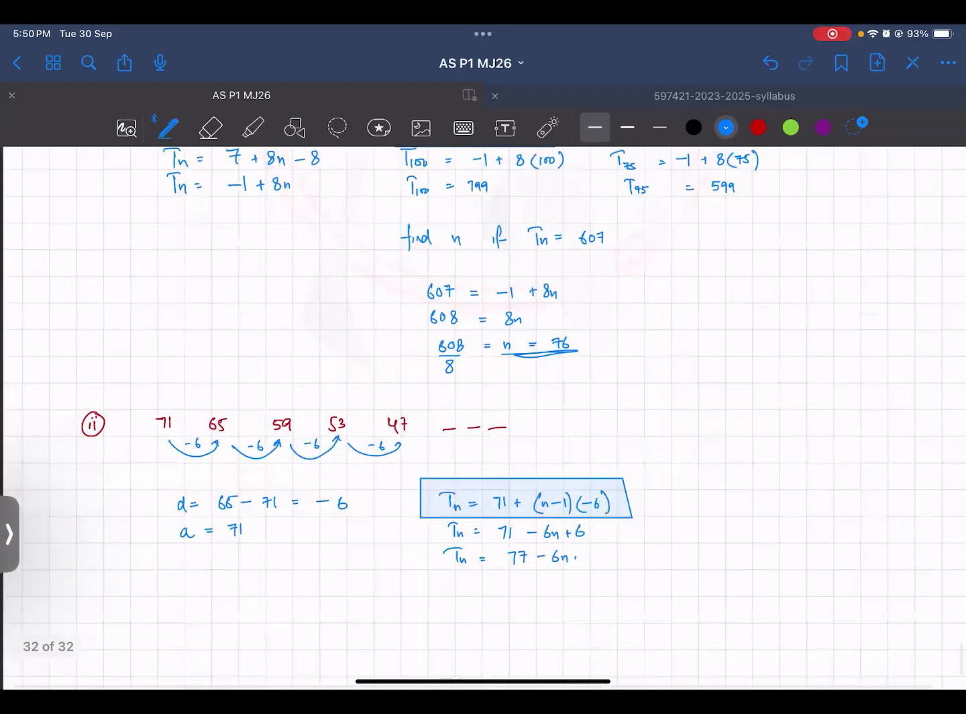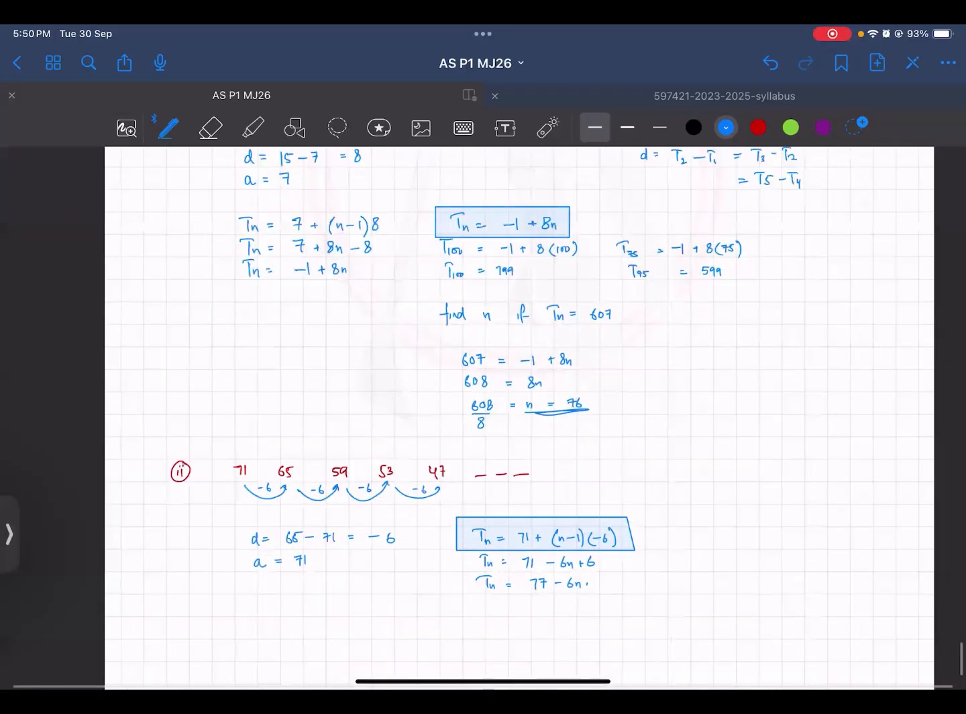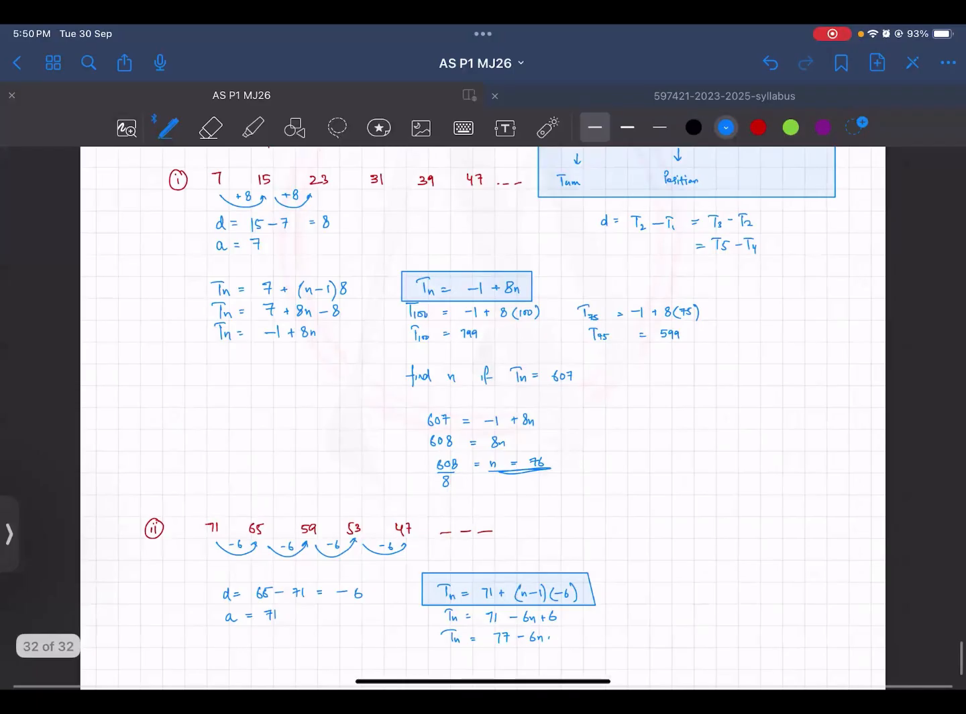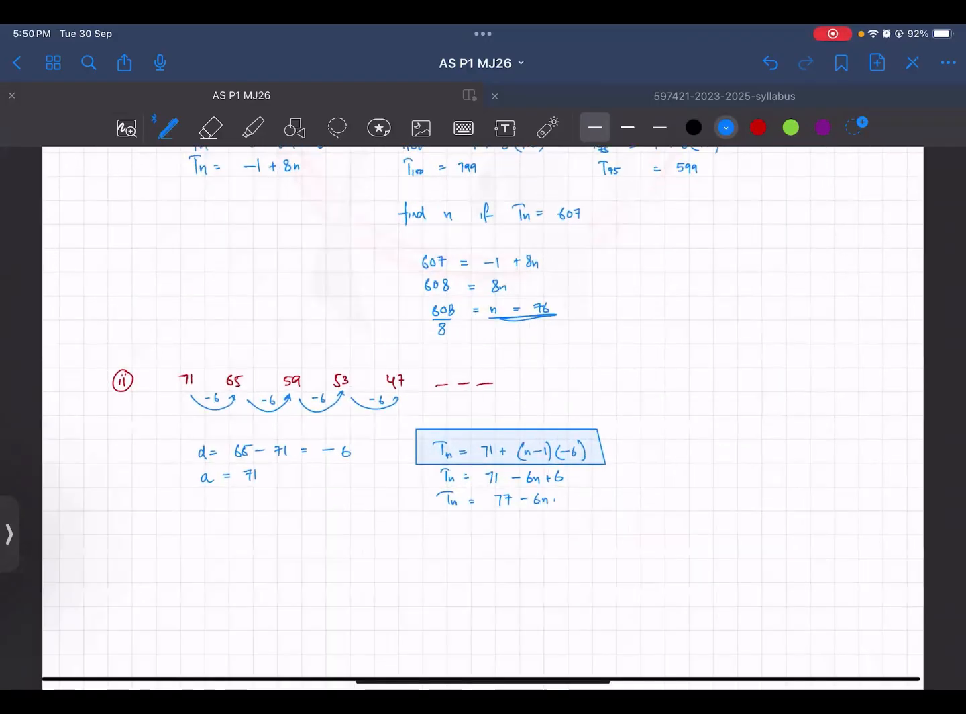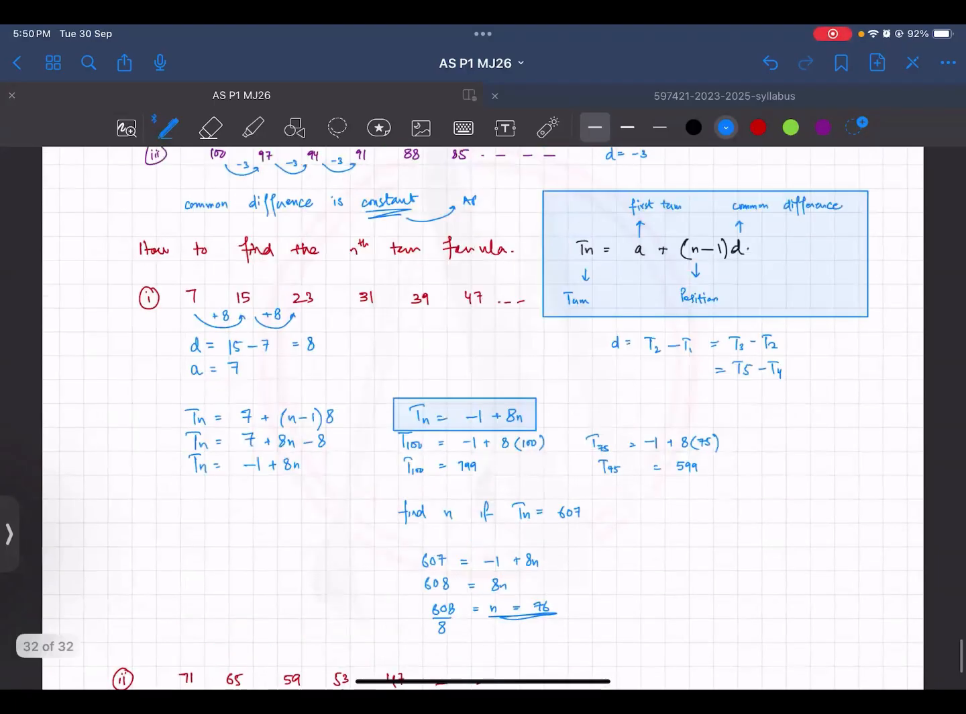But the questions won't be as simple as this. Now you understand what A is, what D is, what n is, what Tn is, and how to identify if it is an AP. The questions would be complicated, definitely. They would give you some terms from within that sequence and ask you for the value of A and the value of D. I will show you. But now you know the formula. The general formula is A plus (n minus 1)D.